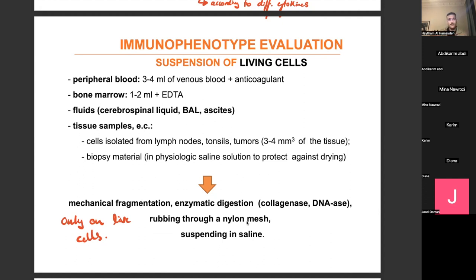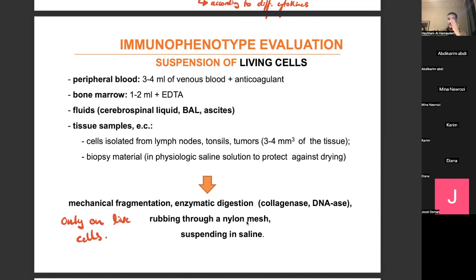Okay? So the first thing we need to know is, in any test, you need a sample from the body directly. We have many samples that we can collect from the body. In this case, we have blood, bone marrow, fluids such as cerebrospinal fluid, and tissue samples. Memorize two or three. Maybe they'll ask you from this.